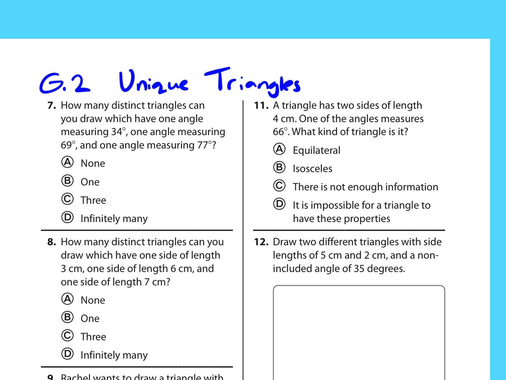Today we're going to review standards G2 and G5 in 7th grade. They both have to do with triangles and angle measures. Standard G2 is about unique triangles.